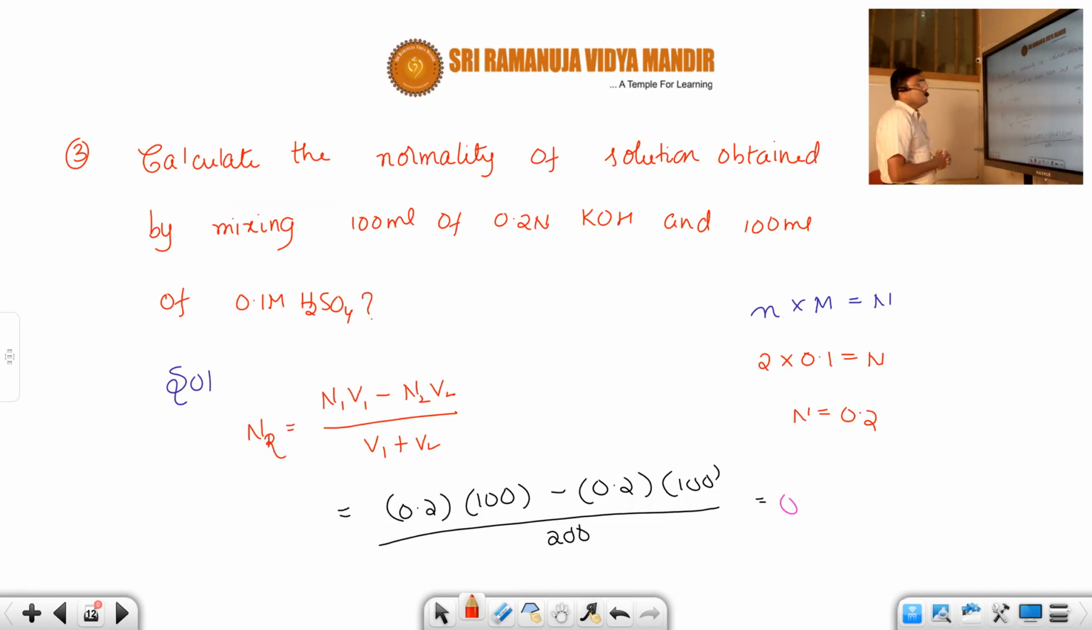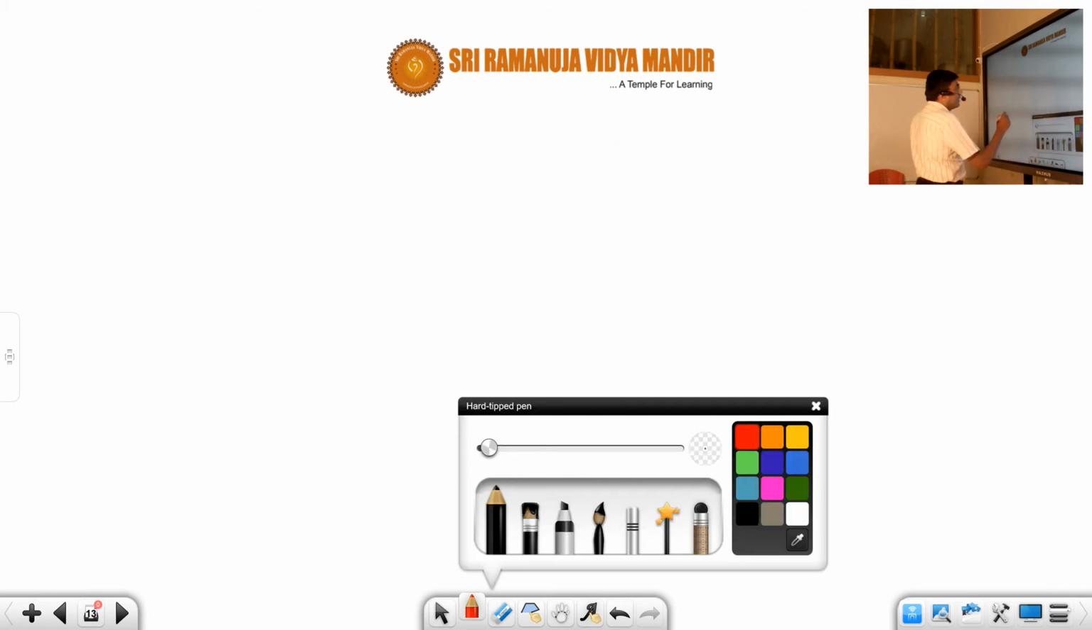Now let us get into the next question. Now you have learned the mixing concept: mixing of acids, mixing of bases, and mixing of an acid and a base. So let us solve a few numericals associated with it. Calculate the normality of the solution obtained by mixing 100 ml of 0.2 normal KOH and 100 ml of 0.1 molar H2SO4. It's a very interesting question, so I'll take you to the new slide to explain this.